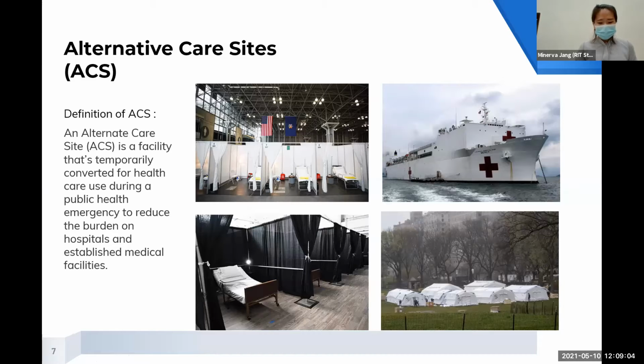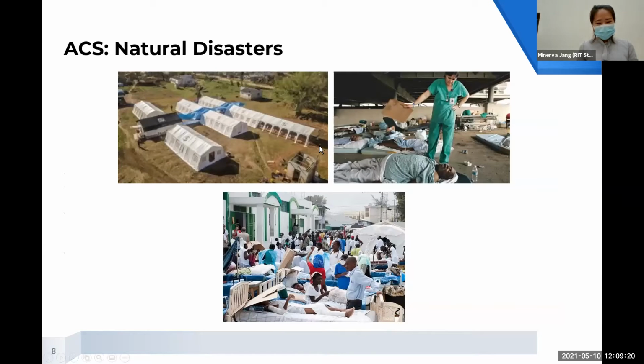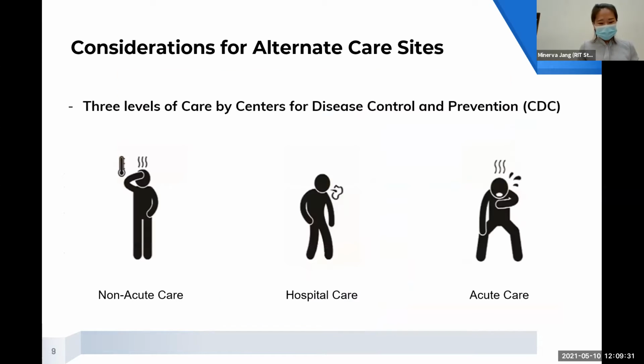When COVID-19 hit in New York City, tent structures were constructed in Central Park, Manhattan, New York. U.S. Navy hospital ships arrived. Also, the Javits Convention Center and the SUNY Stony Brook campus were converted into these facilities. And these photos are examples of alternate care sites which were used when natural disasters such as earthquake, flood, and hurricane happened in Haiti, New Orleans in the US, and Mozambique.